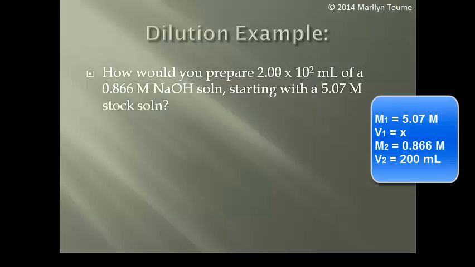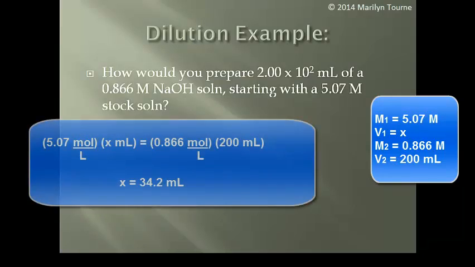Volume of the initial, you don't know, so that's what you're solving for. The final molarity is 0.866 molar, and the final volume is basically 200 milliliters. So all you would do is solve for X, and you see that it ends up being 34.2 milliliters. So the way you would make this solution is you would take 34.2 milliliters of a 5.07 molar solution and dilute it to 200 mils. That's how you use the M1V1 = M2V2 equation.